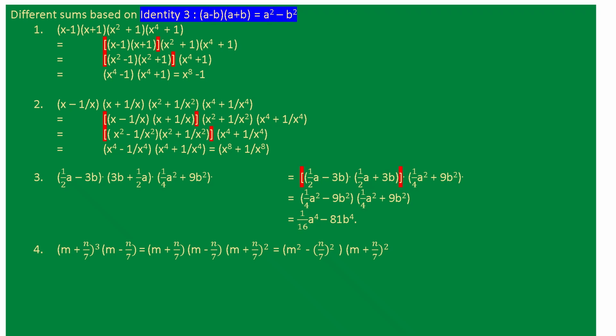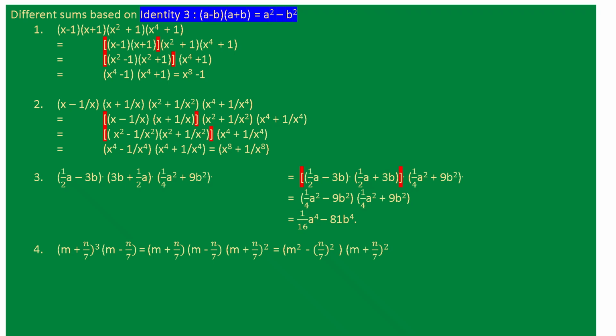Looking into the first sum, it has four algebraic expressions. We need to find the product of them. If you look into the first two and combine the two first expressions, then you get the identity 3, like x minus 1 times x plus 1 gives rise to x squared minus 1. This resultant with the expression 3 x squared plus 1 once again will satisfy identity 3, giving rise to x to the power of 4 minus 1. So the fourth expression when multiplied with the resultant gives rise to x to the power of 8 minus 1.